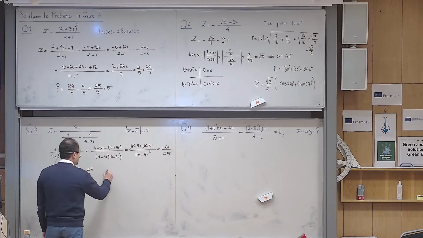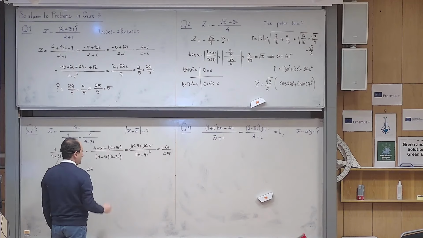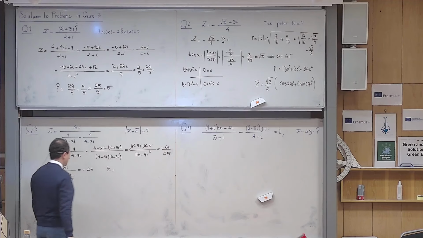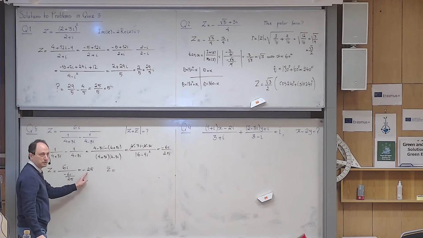Okay, but then what is in the question? I need not only z but z bar. But z bar is what? Because z is a real number, z bar is the same.